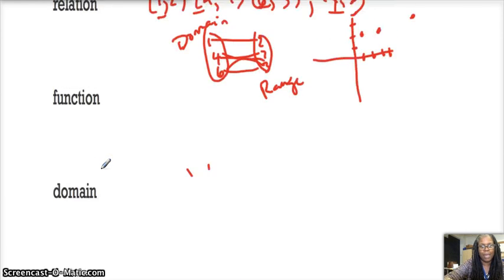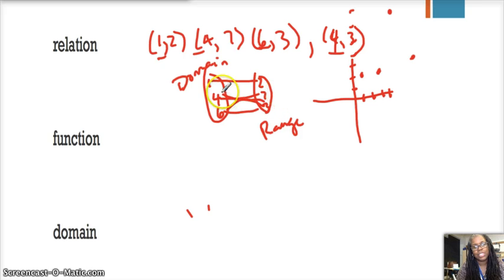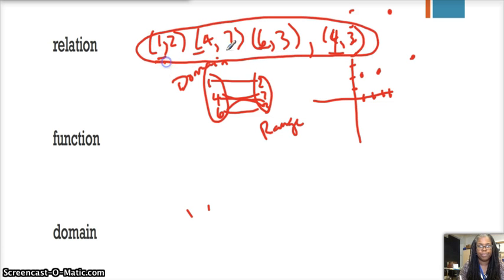So what we'll do is we'll come back and we'll define a function. A function specifically has one member of the domain mapped to exactly one member of the range. And that's really going to be key for us going forward. So in this case, if we look at this relation here, can we also put it in the function category? 1 is mapped to 2, 4 is mapped to 7, 6 is mapped to 3, 4 is mapped to 3, 4 is mapped to 2, very separate things. So that is considered not a function because you've got a member of the domain, this group here, being mapped to more than one member of the range.